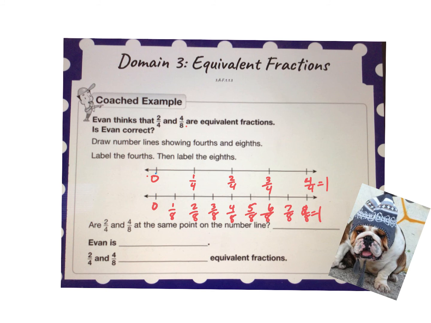Okay, so let's go ahead and do our jumps. 1/4, 2/4, and 4/8. And we're seeing, are they equivalent? Are they going to match up? So here we go. 1/8, 2/8, 3/8, 4/8. And if I can make a line going from this one to this one, that would show that they are equivalent on these number lines. So are 2/4 and 4/8 at the same point on the number line? Yes. Evan is correct. Good job, my friend Evan. So 2/4 and 4/8 are most definitely equivalent fractions.